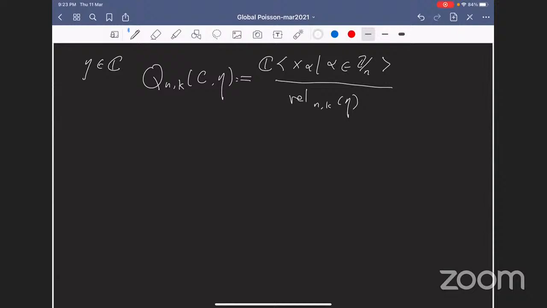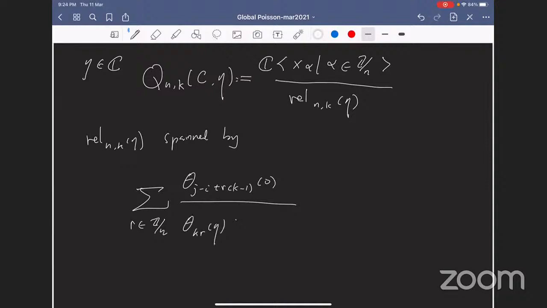Quadratic relations. So this space is spanned by the following equations. Okay, so we take R belongs to V over N and theta J minus I plus R K minus one, zero divided by theta KR eta theta J minus I minus R minus eta and X J minus R X I plus R. So here we take all IJ belongs to Z over N.